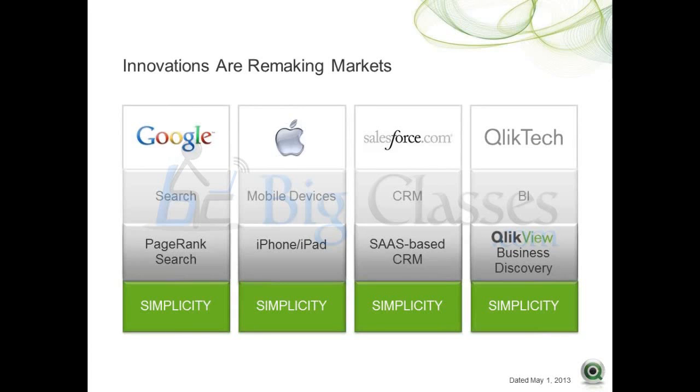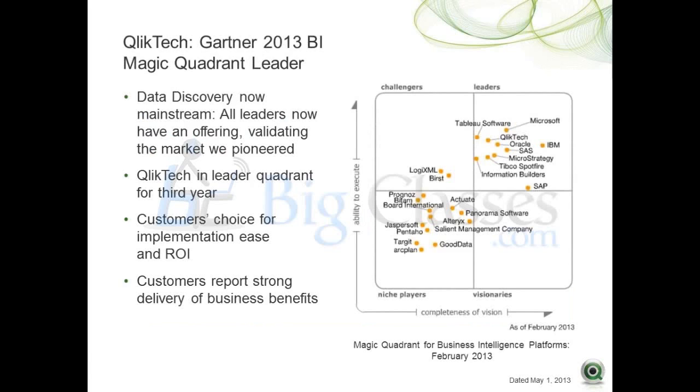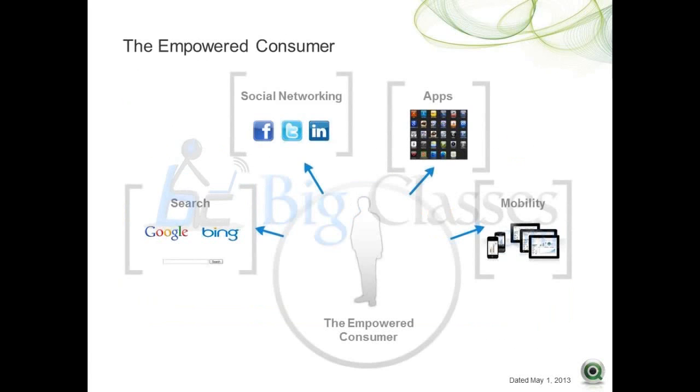If you look at Google, Apple, or Salesforce.com, it's easier to use and user-friendly. So QlikView brings that to the BI scope, and it calls it business discovery. It's leading in the Gartner report. It basically empowers the consumer to search, social network, app. It's an app-based model and mobility. These are the trends in the market now, and it covers most of it.